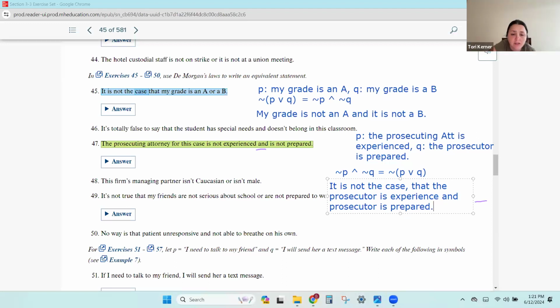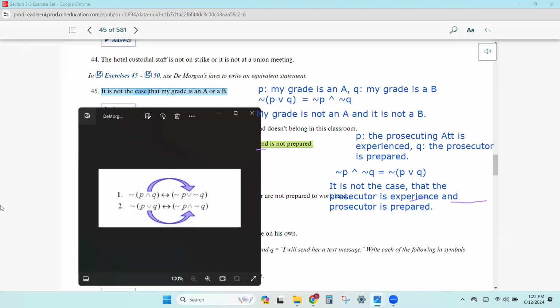So is it supposed to be and or or? Does that matter? Yeah, it matters. We're doing this side. Oh, okay. I thought we were doing the other side. See, it's an and. Well, yeah, I said it's backwards from the way that it's written in De Morgan's law here. But they're both equivalent no matter which one is on which side.